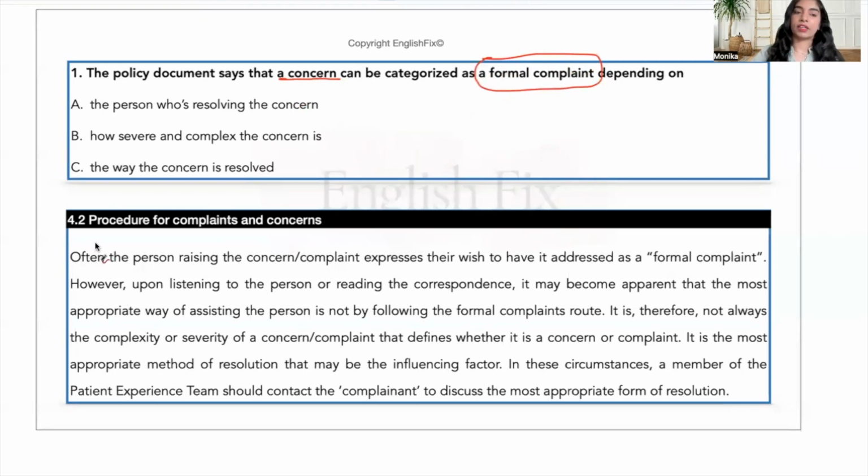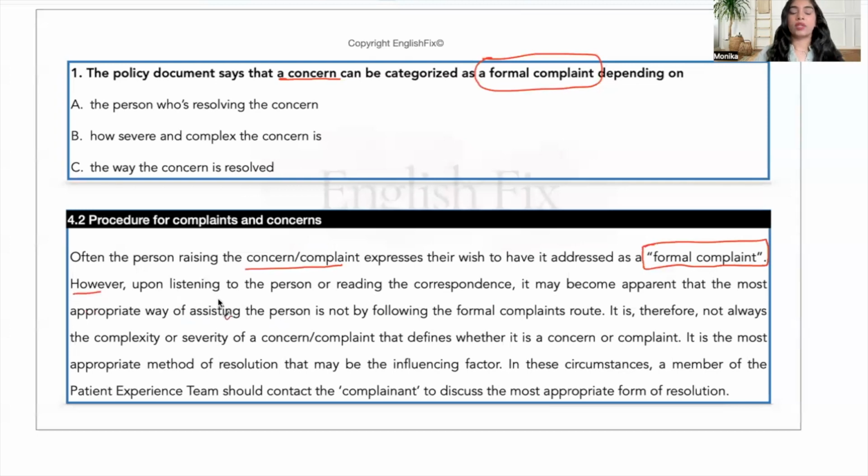So when I read the paragraph, what do I have here? First of all, this is a procedure for complaints and concerns from a policy document. Then, often the person who is actually raising the concern or complaint is the one who says that, I want my concern to be addressed as a formal complaint. Don't just take it lightly and call it a concern, make it a formal complaint. That's what the person who's making the complaint wants.